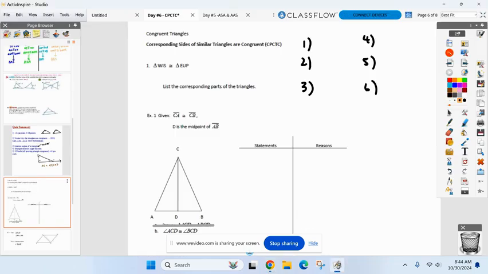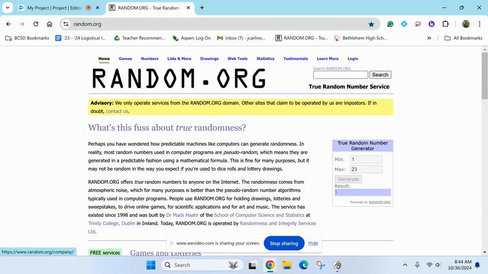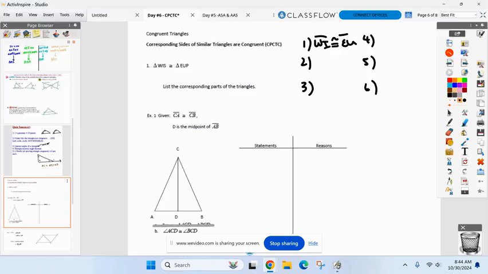Madison? Side WI is congruent to side EU. Good start. All right, let's keep going. Again, if you're going to give me an angle, just give me a single letter; for a side, 2 letters. Right hand, what do you got? Angle W is congruent to angle E. Good work.